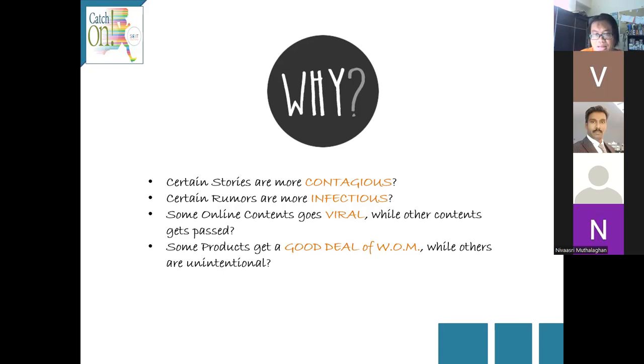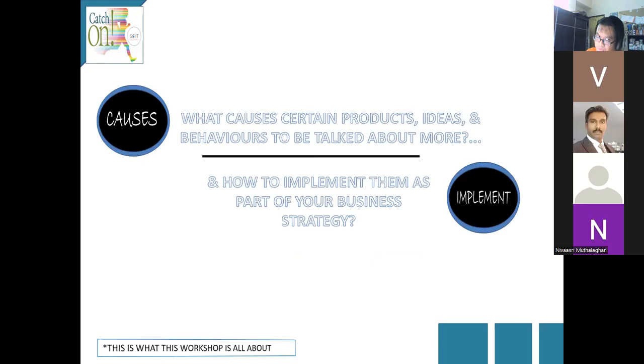So you will develop the understanding of why certain news is more contagious, why certain rumors are more infectious, why some content goes viral, why people share, and why certain things create a lot of conversation around them. A good deal of word of mouth marketing happens, while others are just information that passes by. So this, in a nutshell, is what viral marketing is all about. And of course, if you want more information about this, please do contact us directly, myself or Datin Vinita, and we'll share it with you.